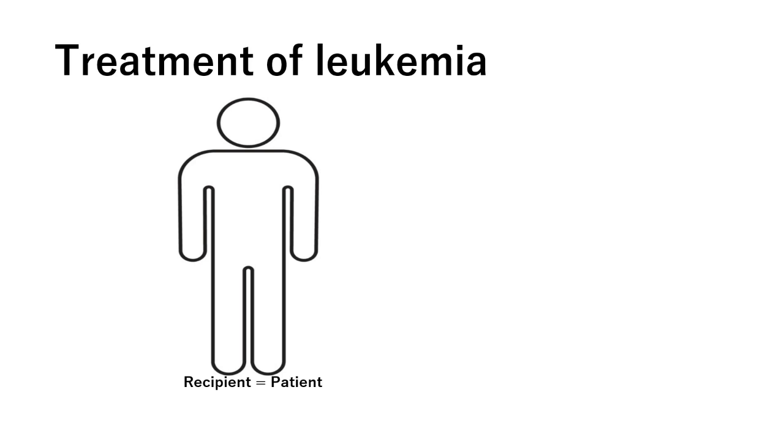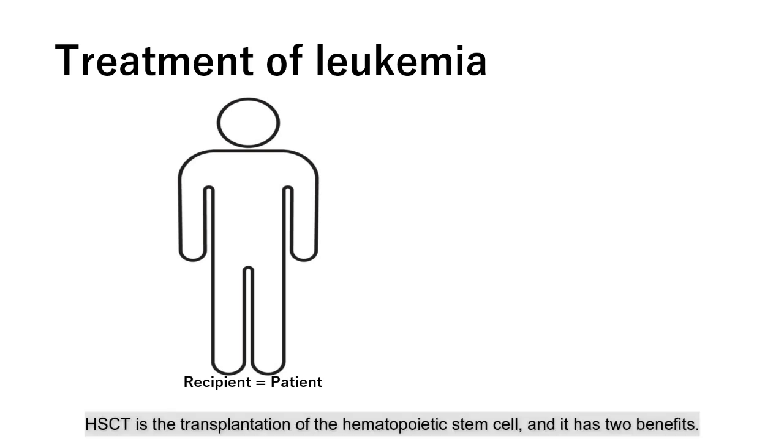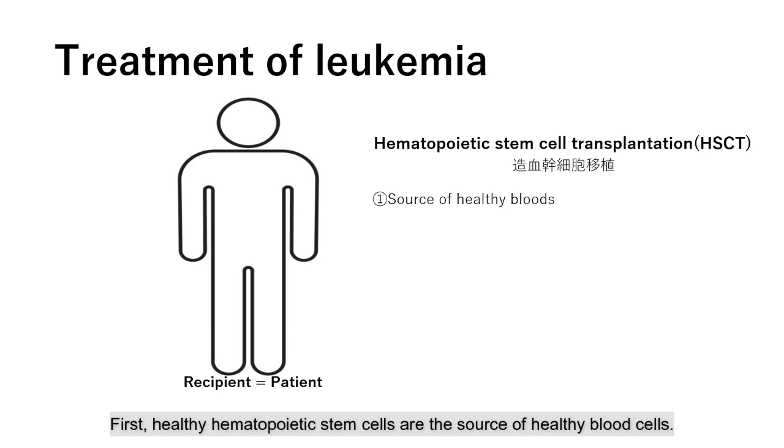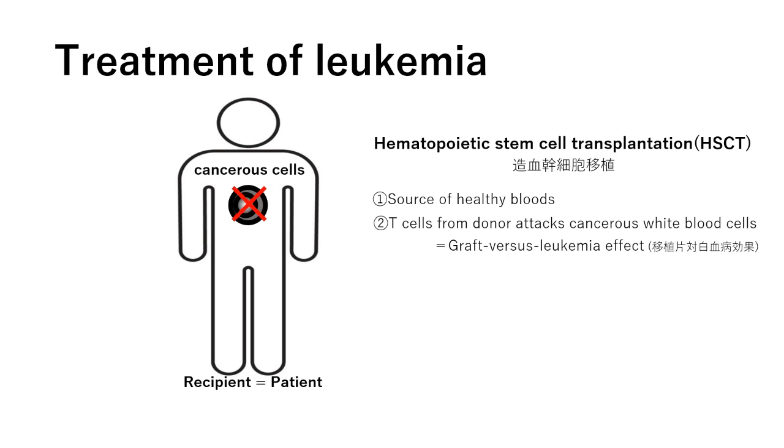To cure leukemia, hematopoietic stem cell transplantation, or HSCT, may be considered as a treatment plan. HSCT is the transplantation of the hematopoietic stem cell, and it has two benefits. First, healthy hematopoietic stem cells are the source of healthy blood cells. Additionally, T cells from the donor hematopoietic stem cells may target and destroy cancerous white blood cells in the recipient blood. This is called graft versus leukemia effect.